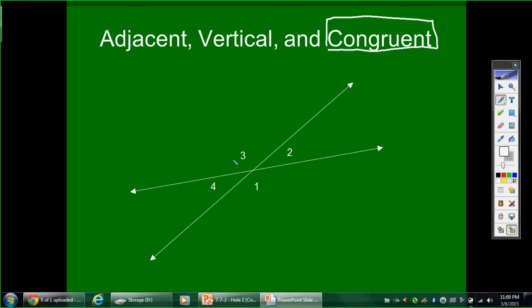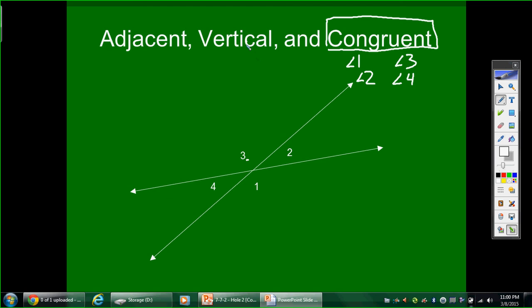If I look at this diagram, angle 3 is exactly the same as angle 1. So I would say angle 1 is congruent to angle 3. Angle 2 and angle 4 are also congruent to each other. So those would be pairs of congruent angles.